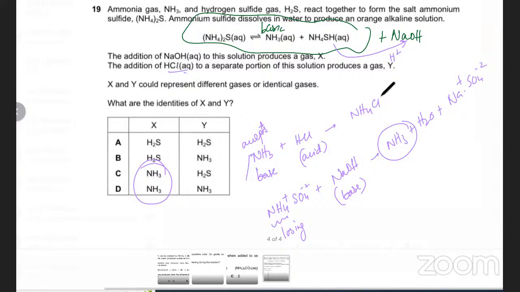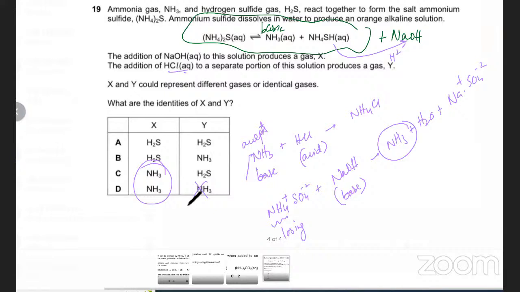If ammonia reacts with HCl, it produces a salt, right? So that can't be the right option, although that will happen, but he's saying the addition of HCl to a separate portion of this solution produces a gas Y. Ammonia will react with HCl, but it will not produce a gas. Is that clear? So the answer is clearly not ammonia. Yes, sir. Because the reaction will happen, but the reaction will not produce a gas.